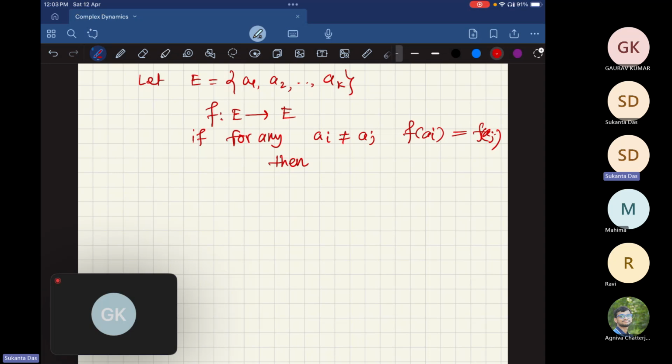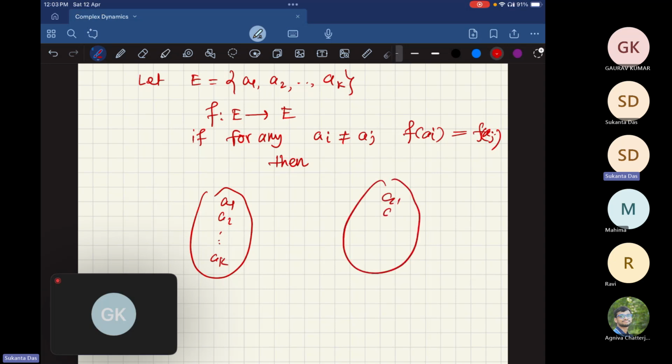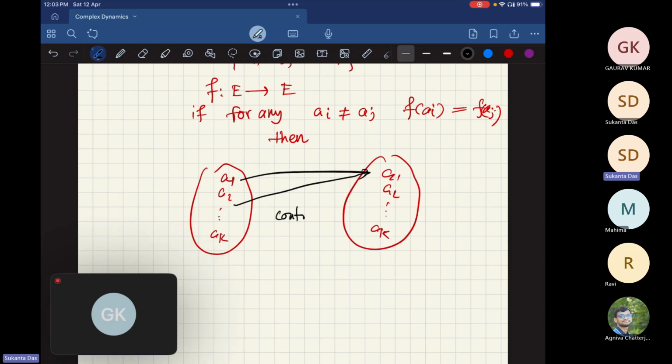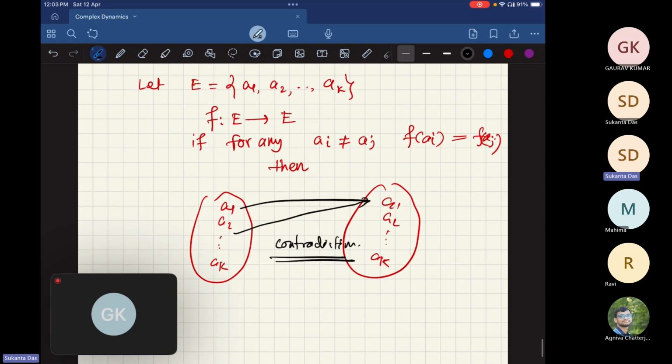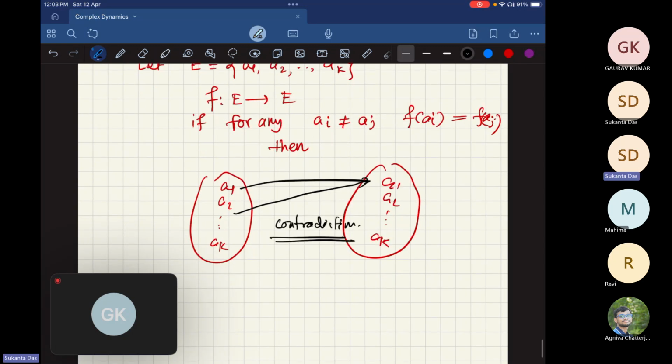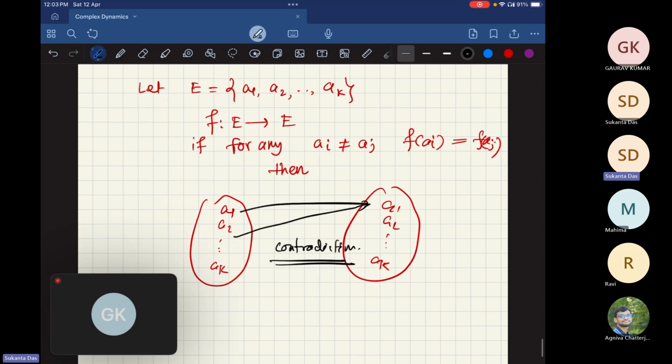in a picture. So say this is a1, a2, ak, and if this happens, that suppose a1 is going to a1 and say a2 is also going to a1, so in this case we will have some contradiction. The contradiction I am going to show in a minute. So this cannot happen. That means for every a_i not equal to a_j, the images will never coincide.